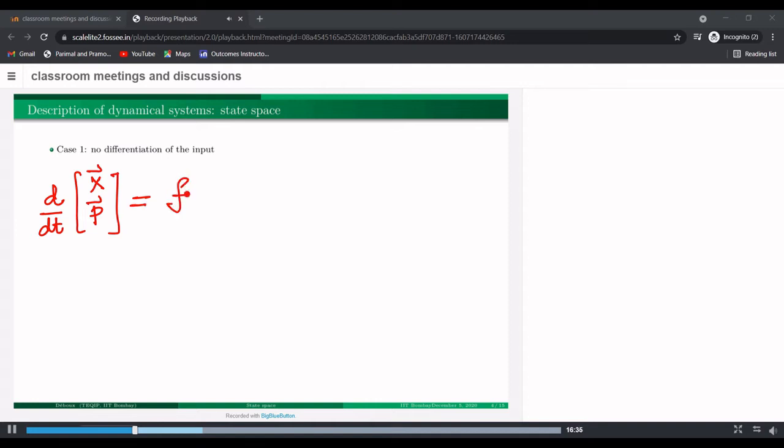some function of this 6n tuple of position and momentum, and also some forcing function, which let's say we are calling for the time being u of t. So this is the phase variable description from physics, right?